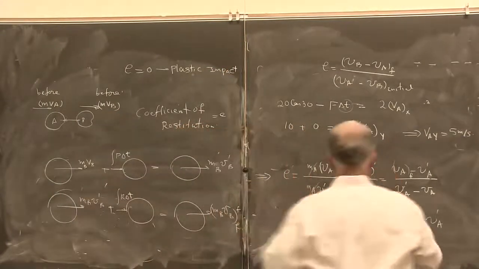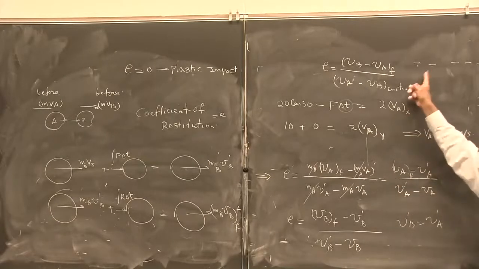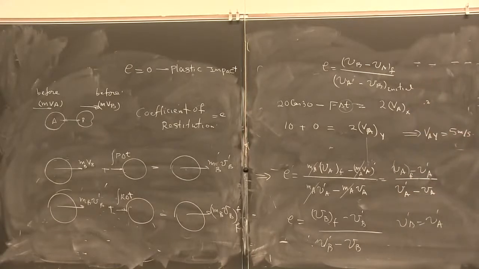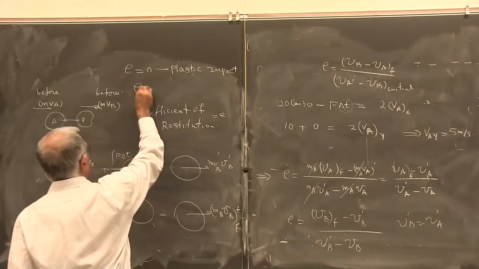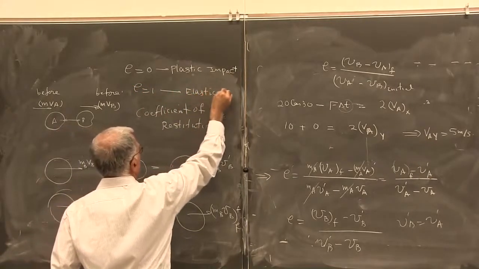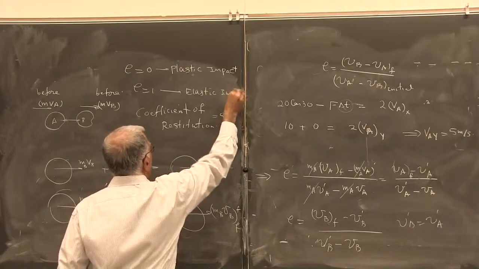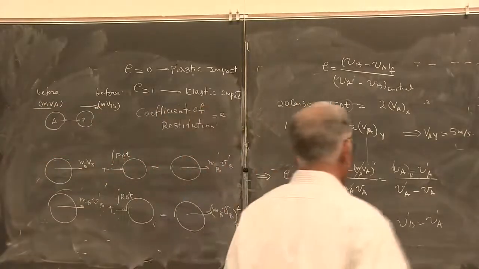If you just go ahead and do this mathematics and eliminate, you end up with this final equation. That final equation tells you if E is equal to 0, VA final is equal to VB final. And if E is equal to 1, that's called elastic impact. So your coefficient of restitution is some number between 0 and 1.